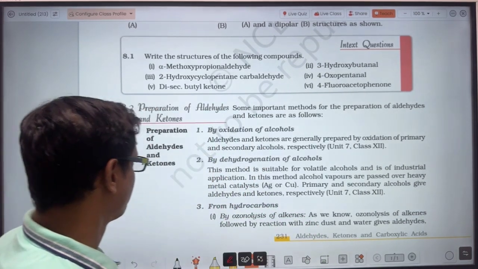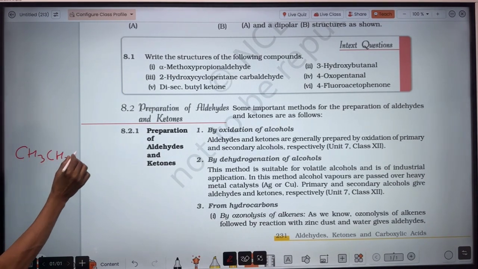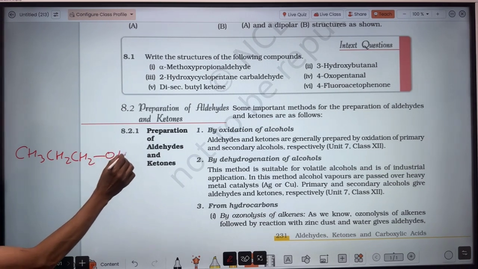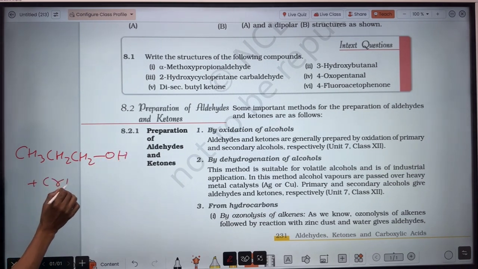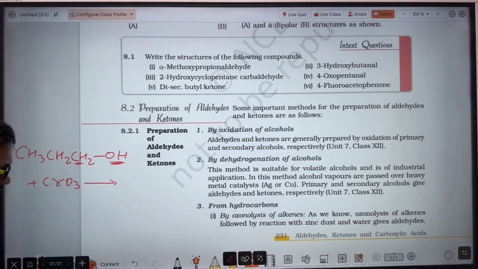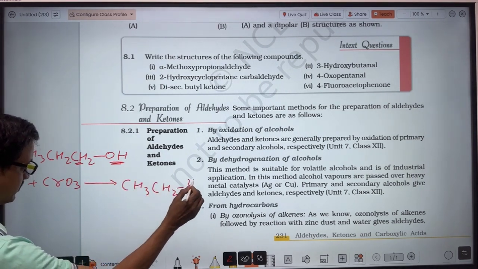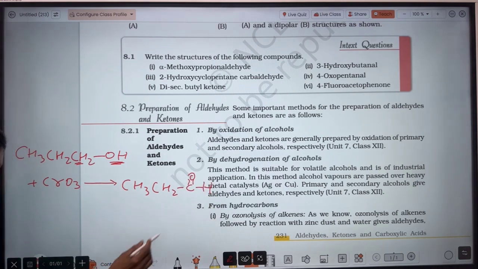So let's see here. Suppose this 1-degree alcohol, when you oxidize it by a mild oxidizing agent, as for example chromium trioxide, then the carbon to which the OH is bonded will oxidize to a carbonyl carbon atom. So when you take 1-degree alcohol, there is formation of aldehyde.